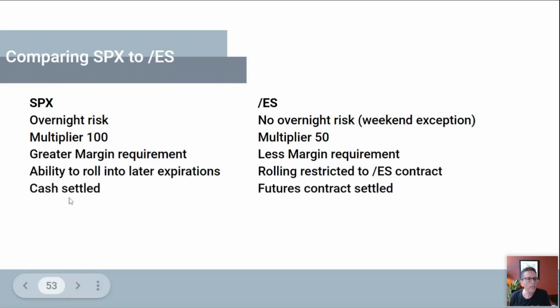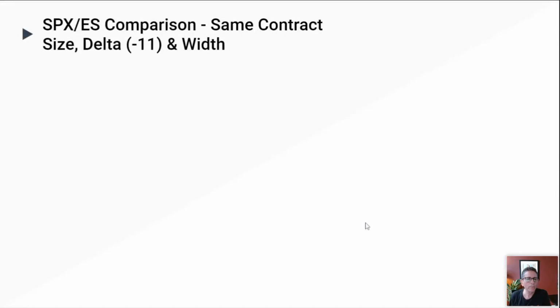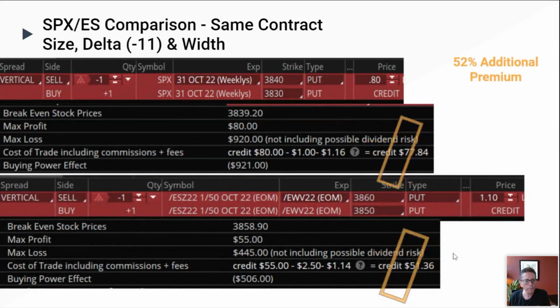Cash settled for SPX; ES is futures contract settled. I don't want to get into the details of that, but if it's in the money, they'll assign you a futures contract. If it's completely out of the money, it's a max loss. It's a cash deal. Commissions and fees are less expensive for SPX, a little more on ES. Okay, so quick comparison here.